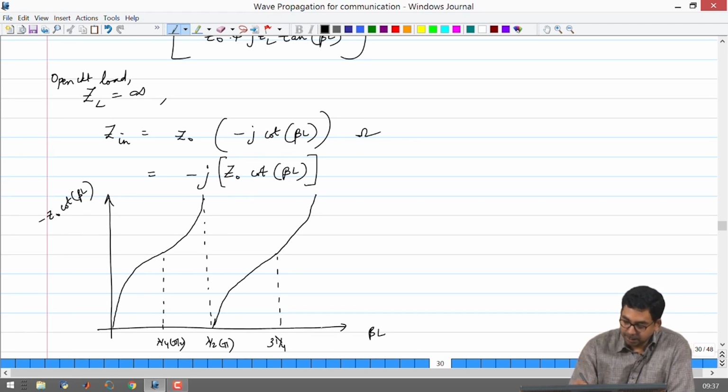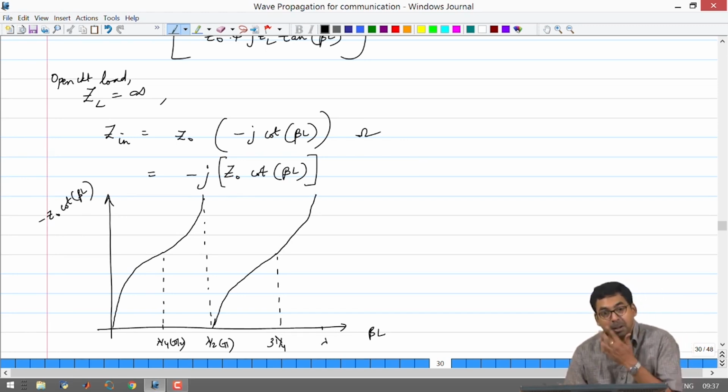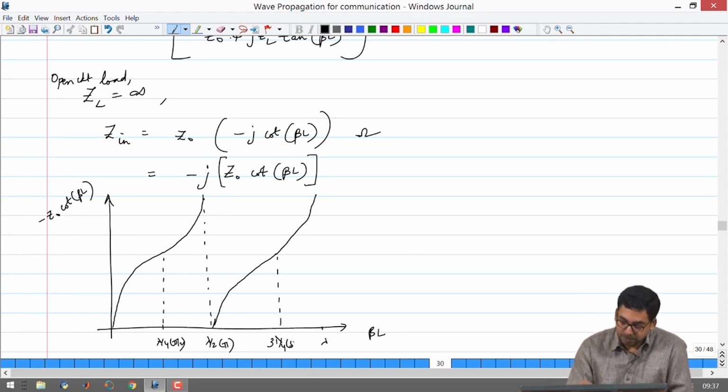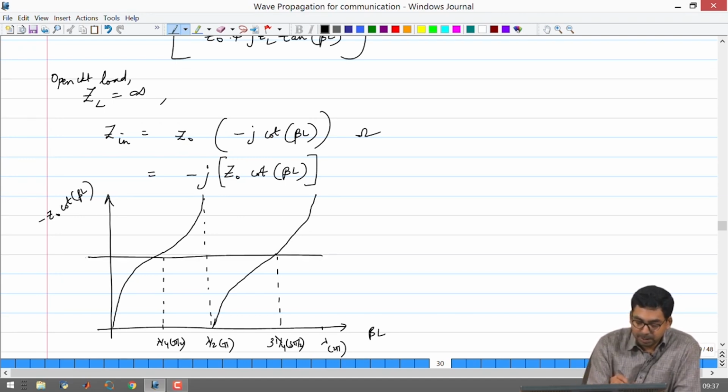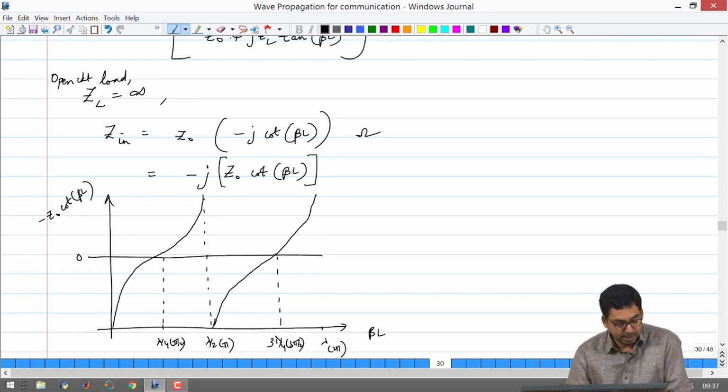And then there will be a discontinuity corresponding to lambda. Lambda is the wavelength, okay. Pi by 2, pi, 3 pi by 2, 2 pi. I have just marked the x axis to be electrical length going from 0 to 2 pi. It means that the Z in that I will be seeing in the transmission line, this is going to be your 0 on the y axis.